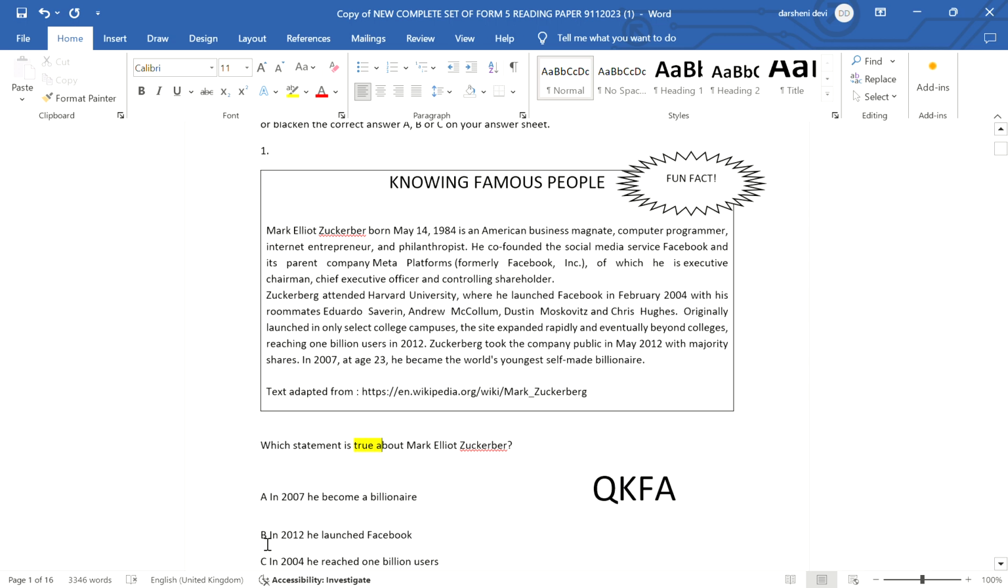By just using the keyword true statement, we know the answer. Because when we look at option B, in 2012, he launched Facebook. So when did he actually launch Facebook? He launched Facebook in February 2004. So the keyword here is Facebook. We find it is false. Option C, in 2004, he reached 1 billion users. Where is 1 billion users? It's here. In 2012, he reached 1 billion users. So the answer is A.